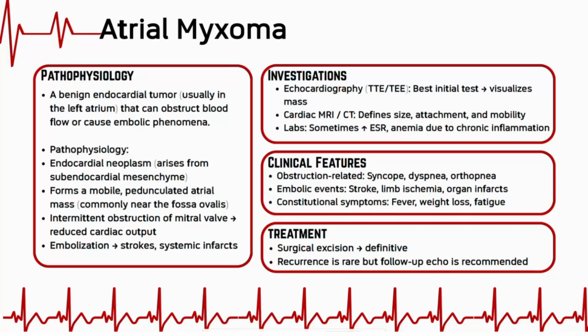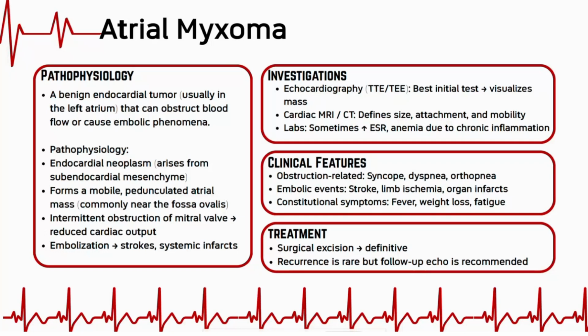And the intermittent obstruction of the mitral valve, because it's mobile, remember, can reduce cardiac output, and it can cause embolization. So blood clots can occur, and it can go on to cause things like stroke. Now, how do we find out if the patient has myxoma or not? So we can do echo. Of course, it's my favorite. It's the best initial test, and we can easily visualize a mass.